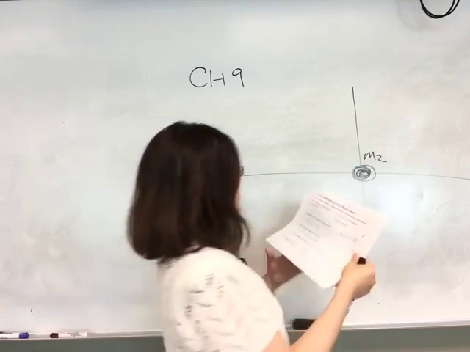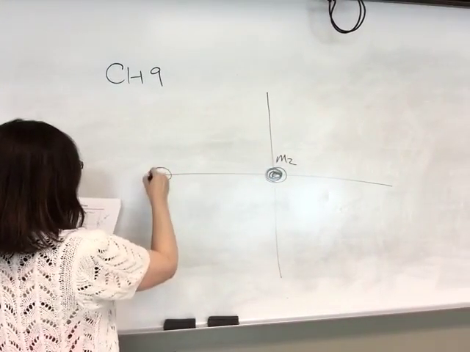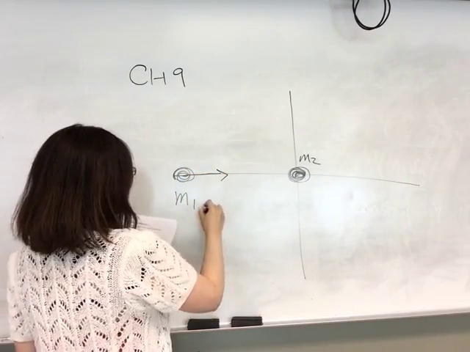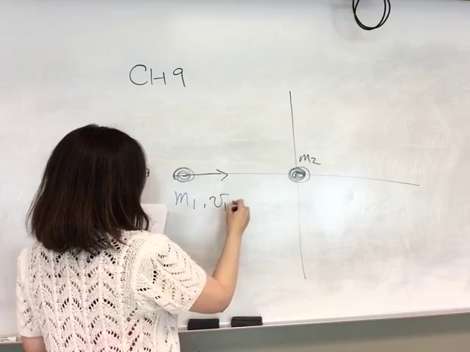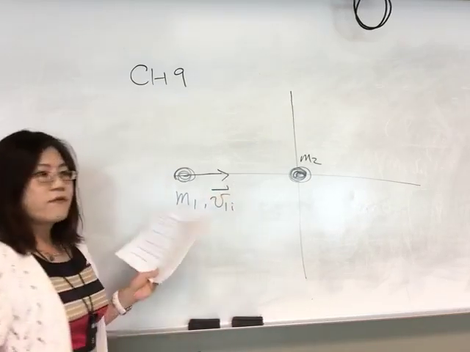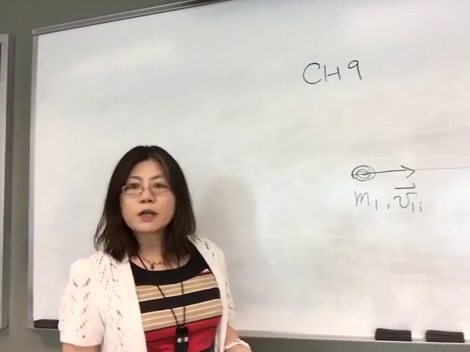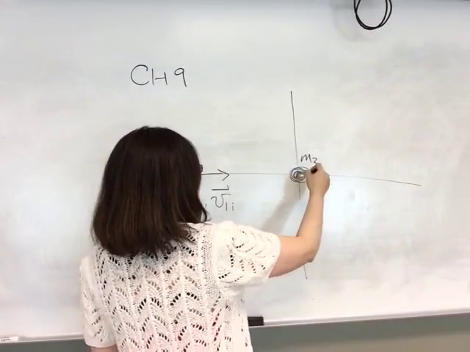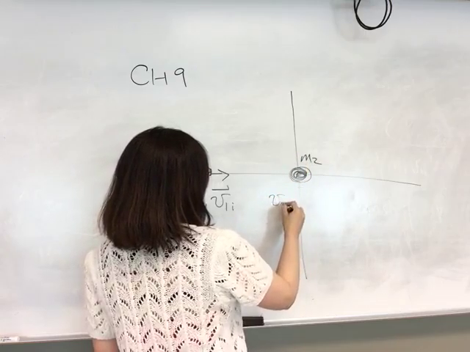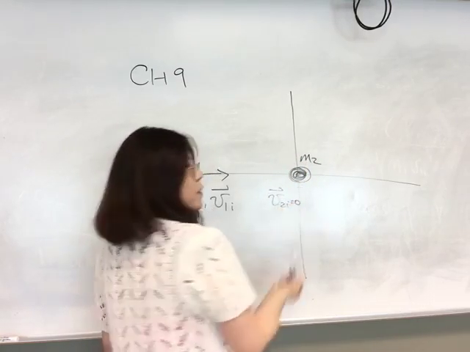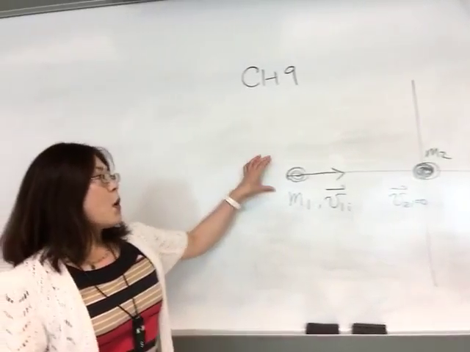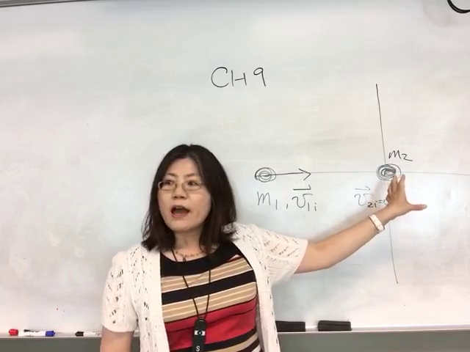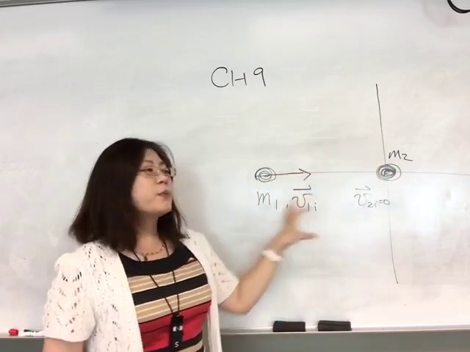All right, so this is your M2. Then you have M1, moving rightwards. This is your M1, moving at velocity, let's say V1I. I'm going to express that in vector form because now we're dealing with two dimensions. Your M2 has initial velocity, we call that V2I, which is 0. Okay, stationary. So this ball is going to come in contact with and collide with the M2. This is before collision.